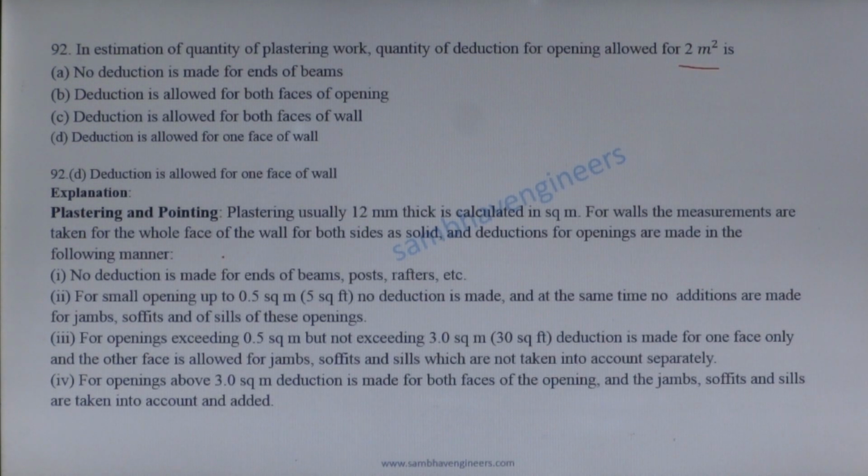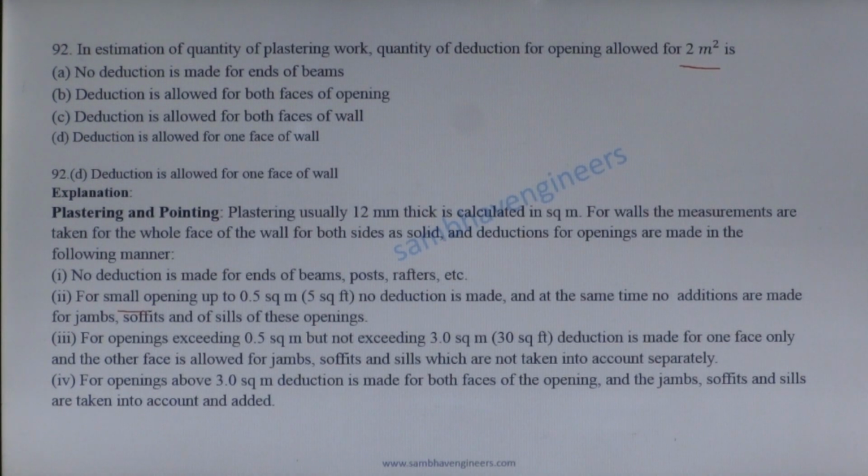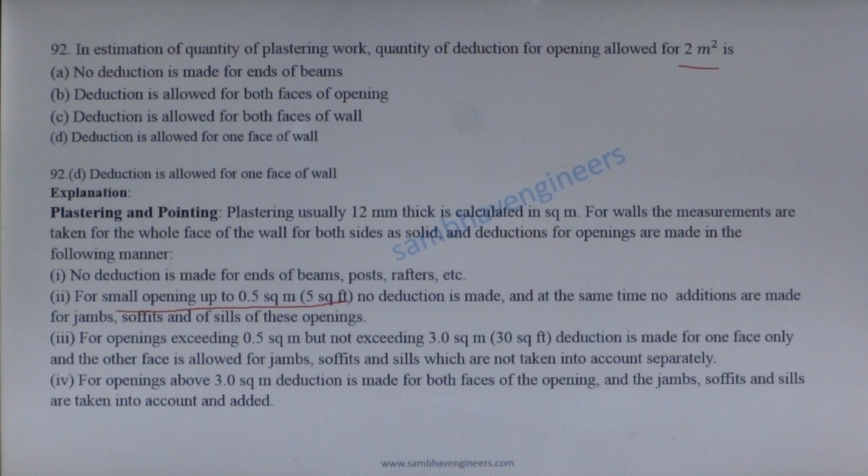In plastering work, no deduction is made for ends of beams, posts, rafters. For small openings up to 0.5 square meter, no deduction is made. For openings exceeding 0.5 square meter but not 3 square meter, here the opening is 2 square meter. Deduction is made for one face only, and the other face is allowed for 10.